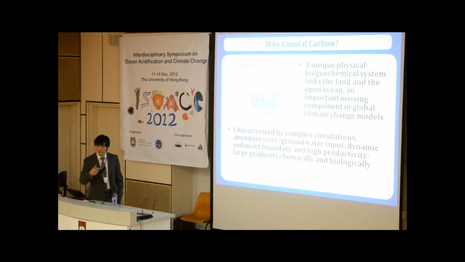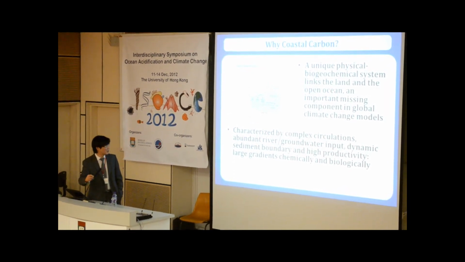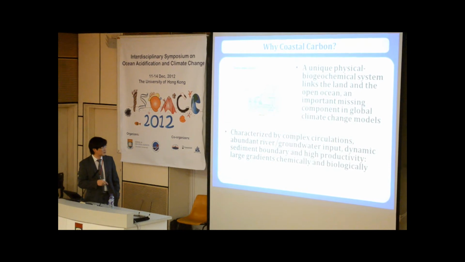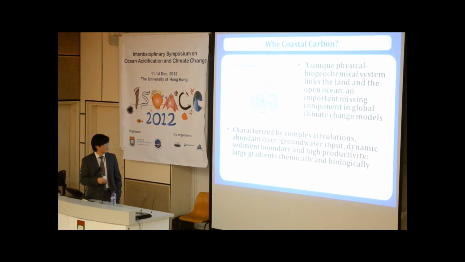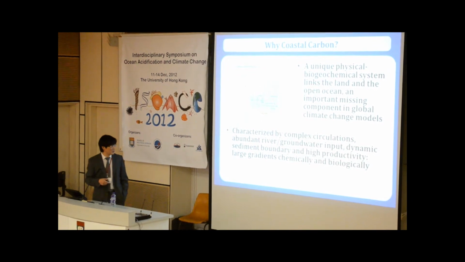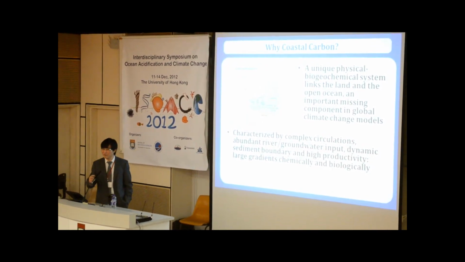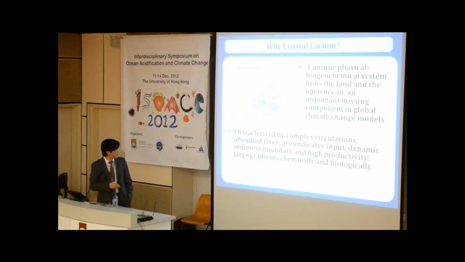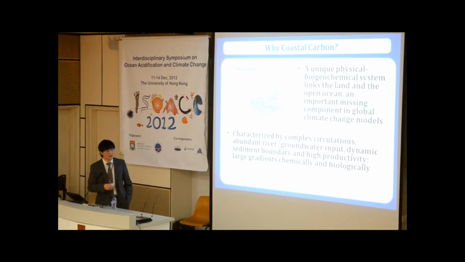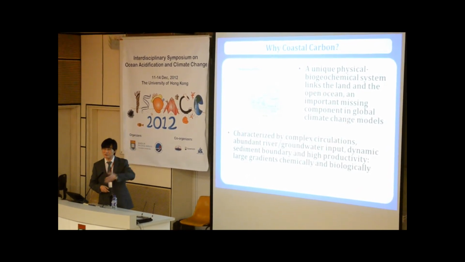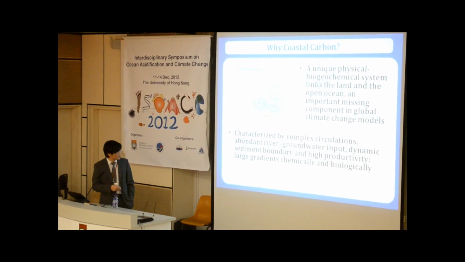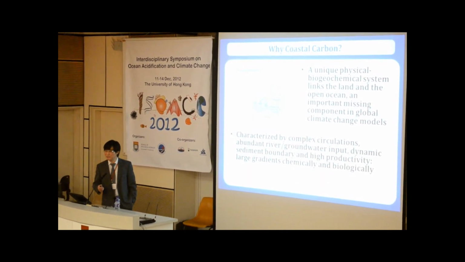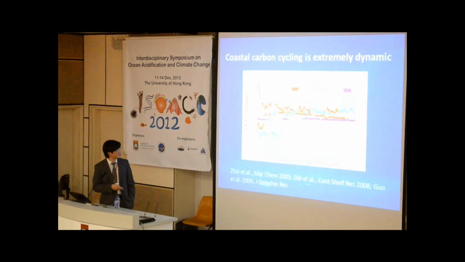circulation. It's hydrodynamic, if you want, and has very abundant river and groundwater input. That's the input from the land. A very dynamic sediment boundary layer, and of course, very high productivity. And if you look at all the gradients from the shoreline to the offshore, you see very large gradients in terms of chemical elements and biological parameters.